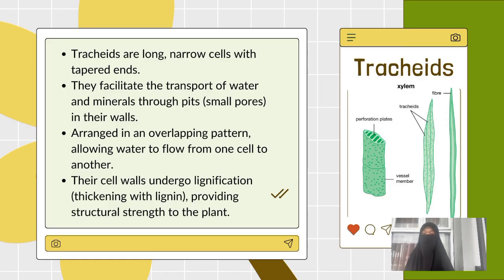Okay, first we talk about tracheids. Tracheids are long, narrow cells with separate ends, and they facilitate the transport of water and minerals through pits, or small pores in their walls, arranged in an overlapping pattern, allowing water to flow from one cell to another. Their cell walls undergo lignification, or thickening with lignin, providing structural strength to the plant.